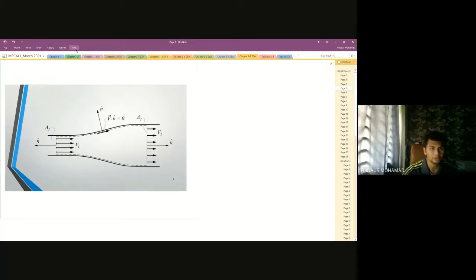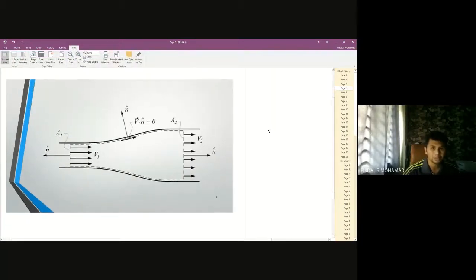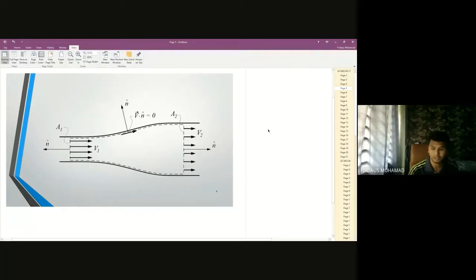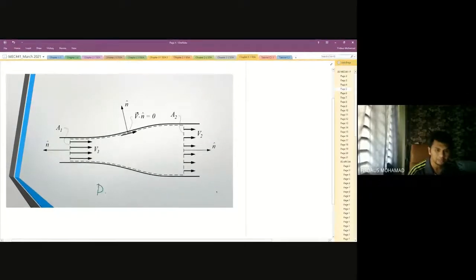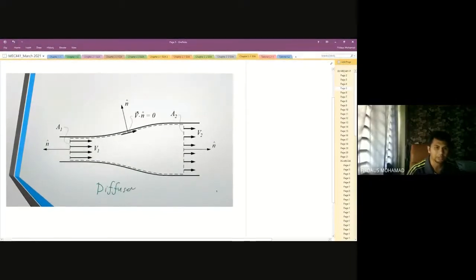Okay, so this is a few examples of control volume. Yang ni apa? Diffuser dengan nozzle. Daripada besar ke kecil, dia punya surface area daripada large to small surface area. Kalau diffuser daripada small surface area to a large surface area. So yang ni kita panggil diffuser. So this is what we want to analyze. So we choose this control volume.